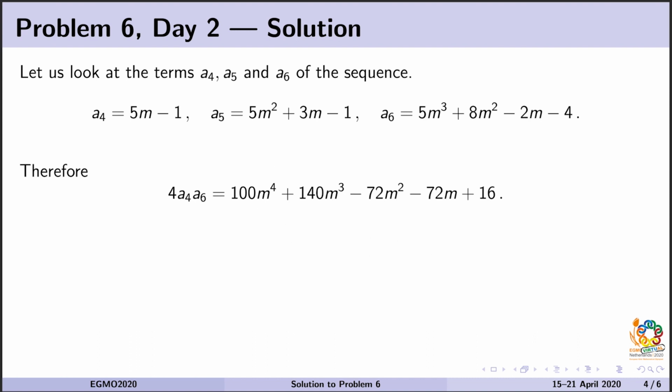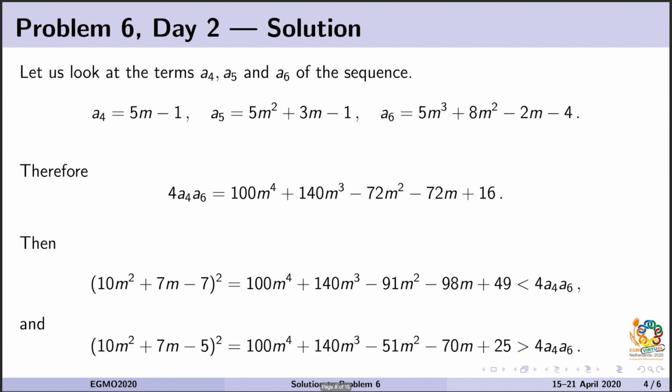We shall now compare this quartic expression with the squares of quadratic polynomials of m. We see that (10m squared plus 7m minus 7) squared is close to the quartic expression but a bit less. So it is less than 4 times a4 times a6. And on the other hand, (10m squared plus 7m minus 5) squared is bigger than 4 times a4 times a6.